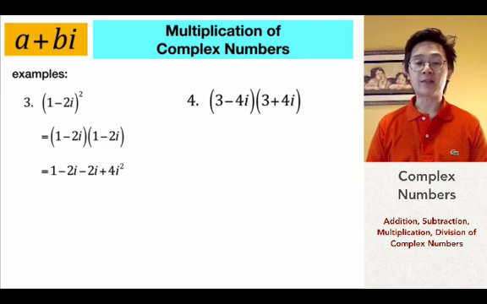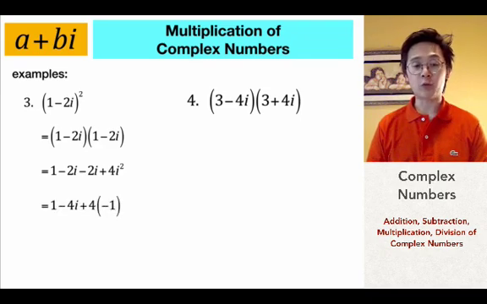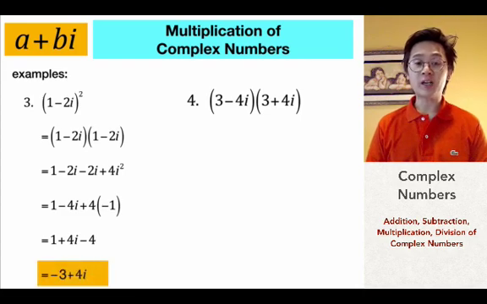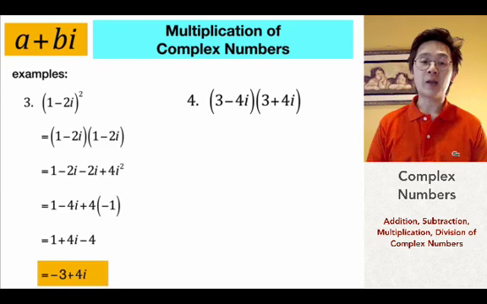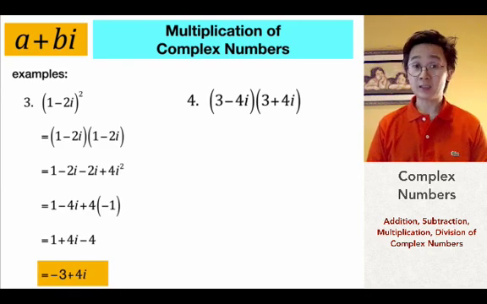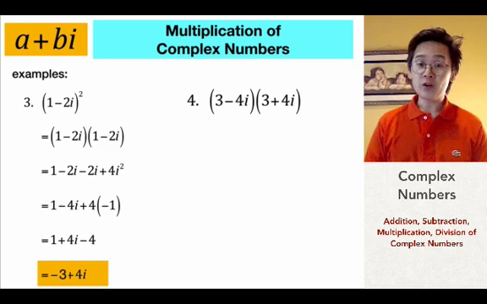And by combining the middle term and simplifying i squared into negative 1, we'll end up with 1 plus 4i minus 4. And 1 minus 4 is equal to negative 3. So the product of 1 minus 2i times 1 minus 2i is equal to negative 3 plus 4i. Or also, if you want to put it as 1 minus 2i quantity squared, it's equal to negative 3 plus 4i.